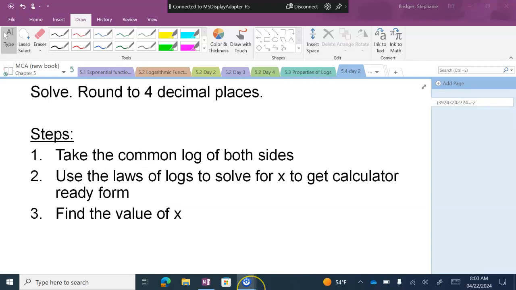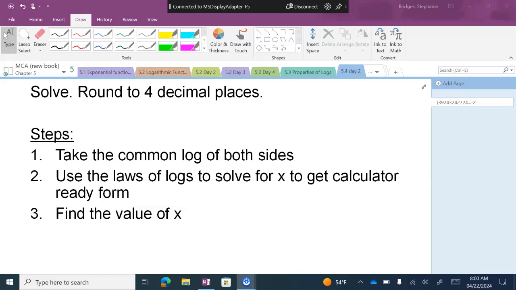Okay, all right, so this time, when you have a variable in the exponent and you cannot write both sides with the same base, you're going to follow these steps. We're going to take the common log of both sides, which means I'm going to write log on both sides of the equation, and you'll see that as we start to work through one. Then we're going to use the laws of logs to solve for x to get the calculator ready form. Again, I'll explain what that means in just a minute. And then you're going to find the value of x.